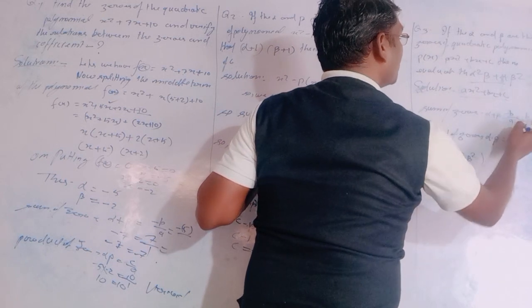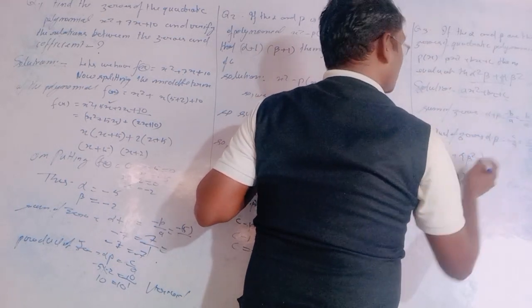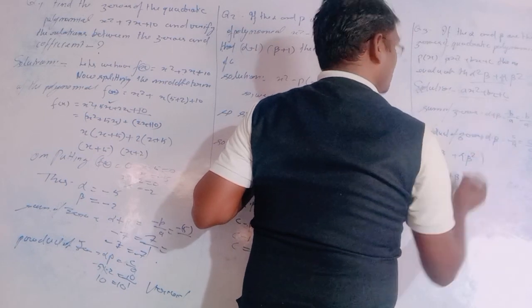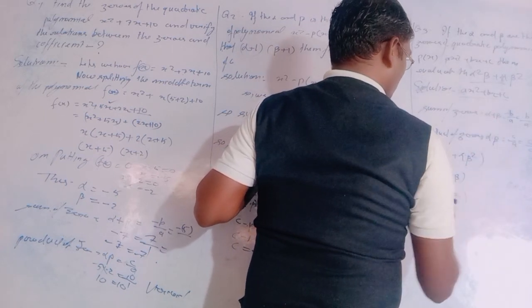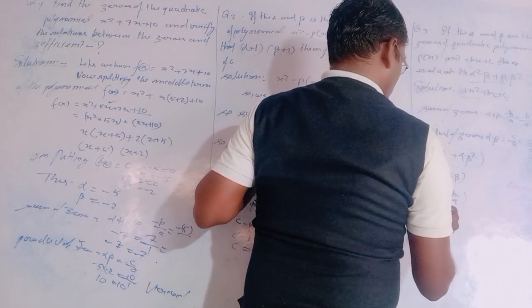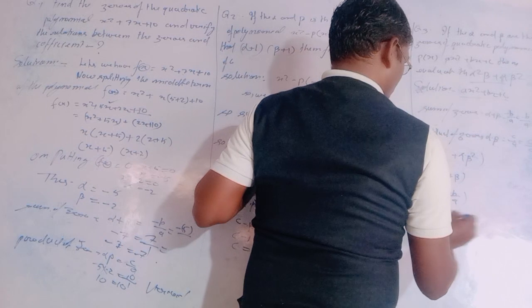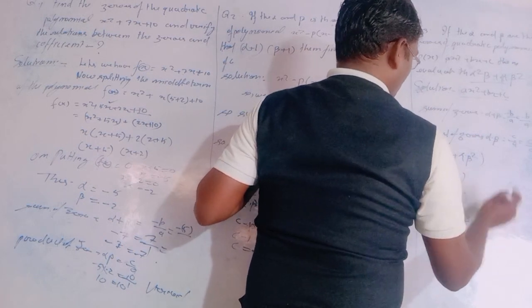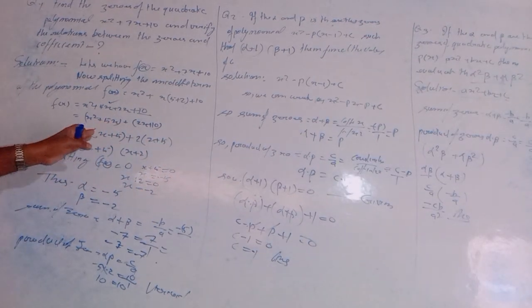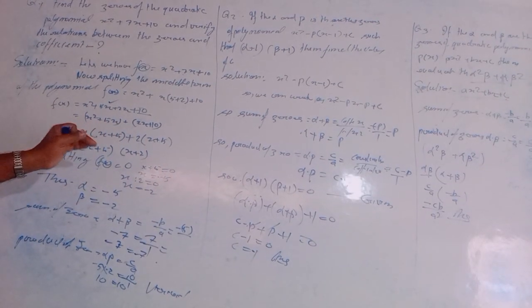So alpha plus beta is minus b by a, and alpha into beta is c by a. Got it? So here is a square. So minus cb by a square. This will be the answer of the given question: minus bc by a squares.